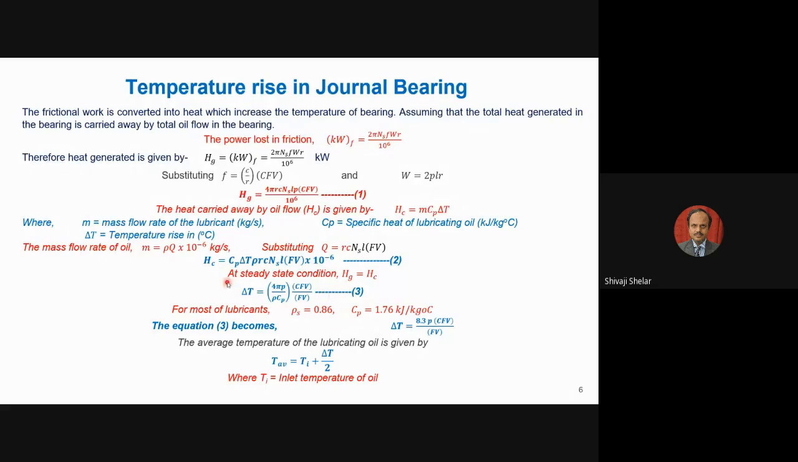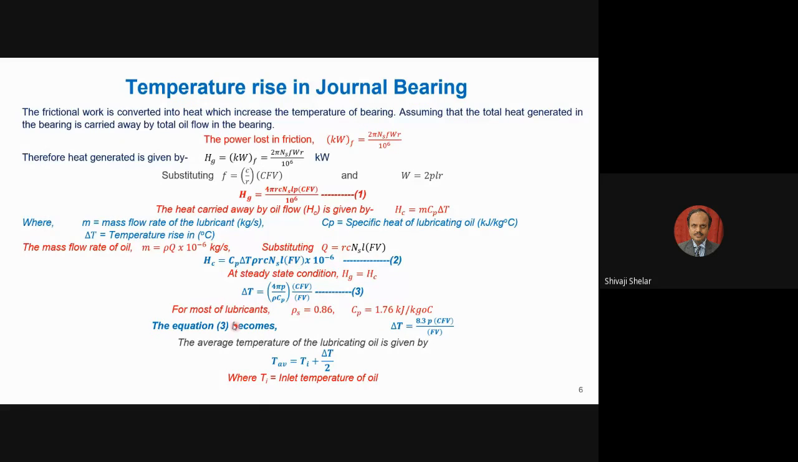And if we consider steady state condition, we have done heat transfer. When we reach a steady state condition, heat generated in the system should be carried away or dissipated. So heat generated is equal to heat dissipated or heat carried away. If we compare equation 2 and equation 1 here, Hg is equal to Sc, and from that we can determine delta T. So delta T is equal to 4 pi P upon rho Cp into Cfv upon Fv, that is coefficient of friction variable upon flow variable.